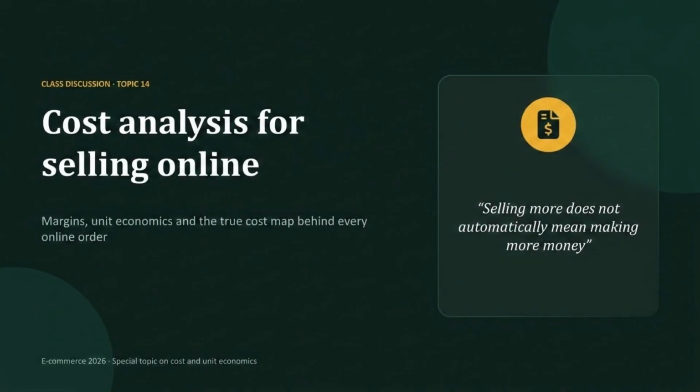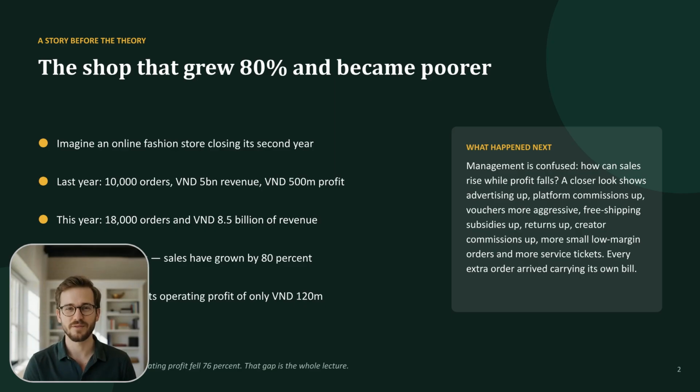This video covers a special topic on cost and unit economics for e-commerce 2026. Let's start with the cost analysis. Consider the story of an online fashion store that grew its sales by 80% but saw its operating profit plummet. This case illustrates how rising costs can quickly outpace revenue growth.